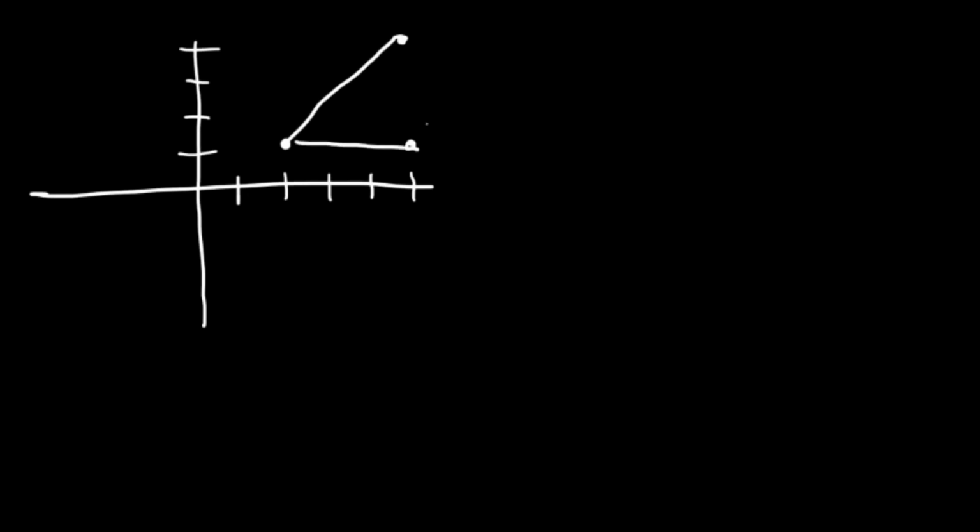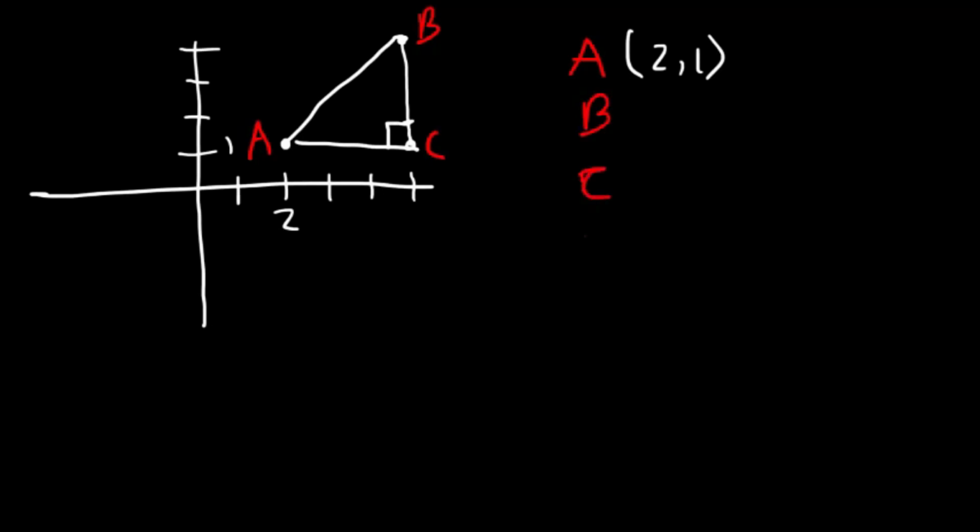Go ahead and rotate this figure 90 degrees clockwise. So let's say this is point A, B, and C. So let's begin by writing each point. Point A is located at 2, 1. Next, we have point B, which is located at 5, 4. And point C is located at 5, 1.